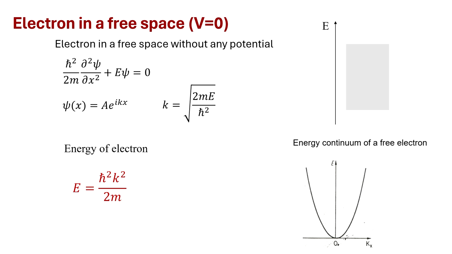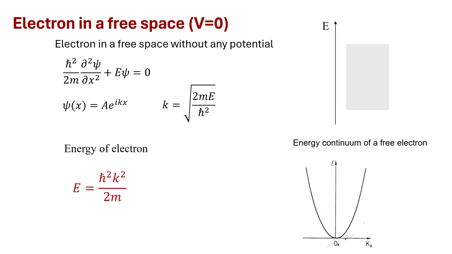So, let us first consider an electron in free space, that is, there is no potential applied at all. So, the electron is in free space without any external potential. We can modify the previous equation: since V is equal to 0, the second term in the equation becomes 0. So, we can write this equation as minus h cross square by 2m into del 2 psi by del x2 equal to E psi.